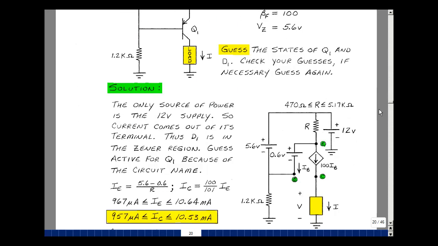Let's put the model in for the transistor and the Zener diode. Here's my 12-volt power supply, and then I had a Zener of 5.6 volts, a 1.2 k ground, and then I have an emitter here. And between the emitter and the base, there is a turn-on voltage of 0.6, and between the emitter and the collector, there's a current source of beta F times I_B.